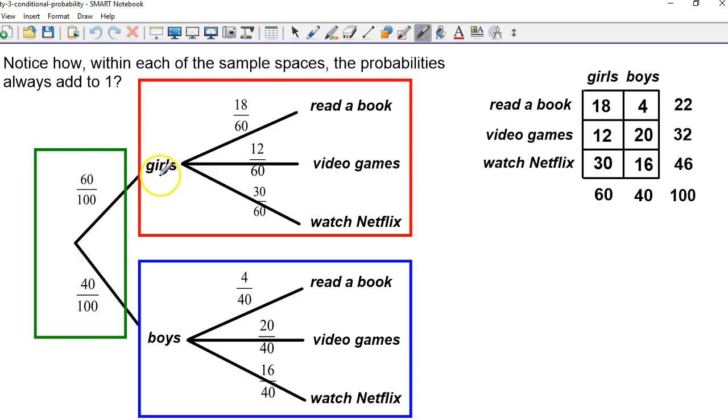Once we've chosen a girl, we're in this conditional sample space here, red, right? 18 out of 60 plus 12 out of 60 plus 30 out of 60 adds up to 60 out of 60. So that has to always add up to 100%. Same thing down here. If a boy was chosen first, then 4 out of 40 chance of reading a book plus 20 out of 40 chance of liking video games plus 16 out of 40 chance of watching Netflix. Those also add up to 40 out of 40, which is also 100%.